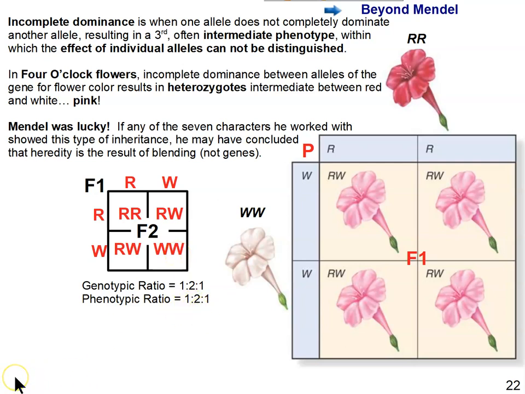So if you're ever dealing with a genetics question on a test, for example, and the phenotypic ratio is the same as the genotypic ratio, that's a clue that you're dealing with incomplete dominance. Also, if they show you symbols like this, in other words, there are no lowercase letters representing recessive alleles, that's another indication that you may be dealing with incomplete dominance.